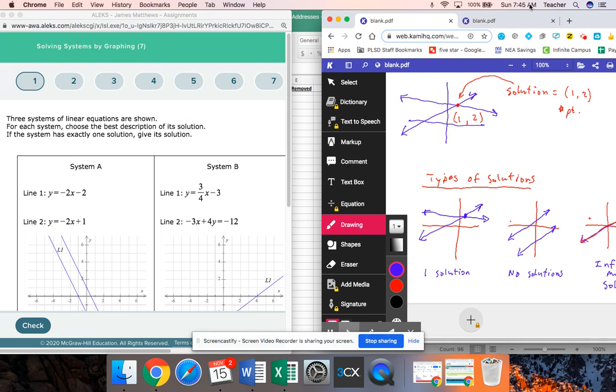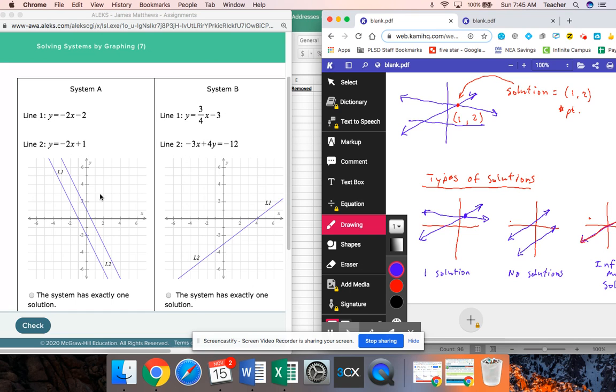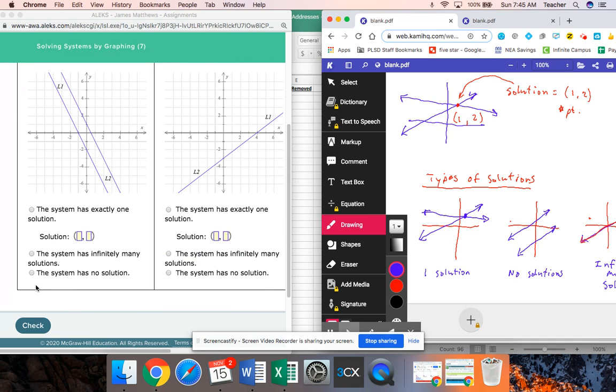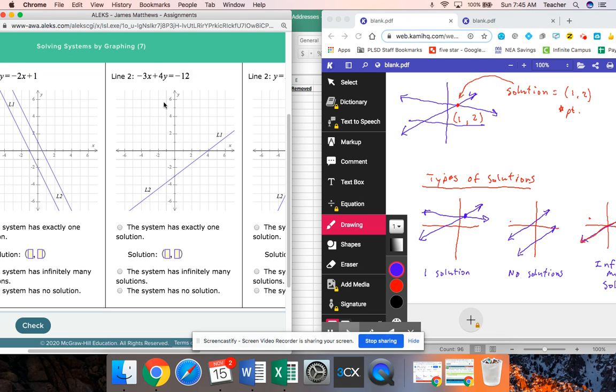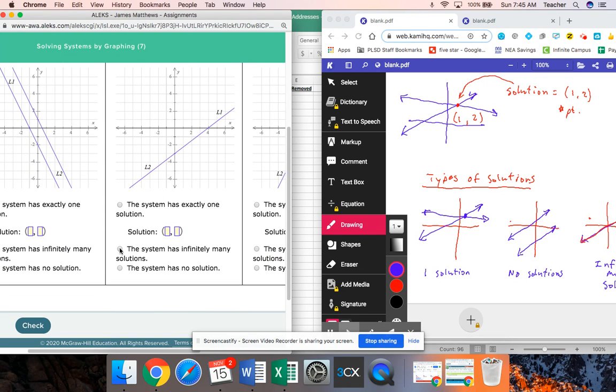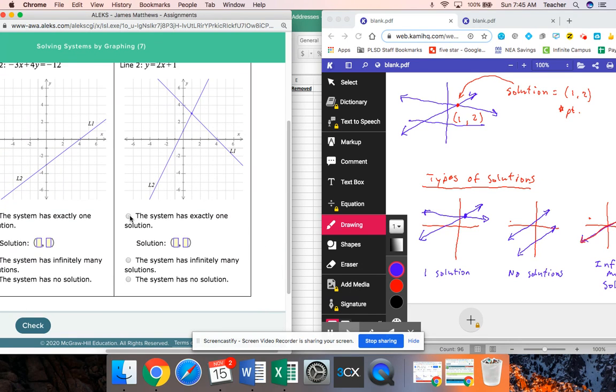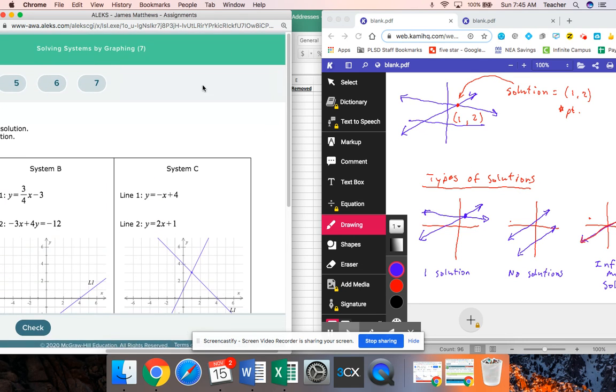All right. You go in Alex, you'll see that they'll ask you some questions like that. This thing right here would be, since it's parallel, it has no solution. This thing right here, since it's 2 of them, see there are 2 lines, but they all land on the same spot, that one has infinitely many solutions. And this one only intersects once, so it only has one solution. And I can tell you that that solution is 1, 3. All right. So that's good to know. That's good stuff so far.